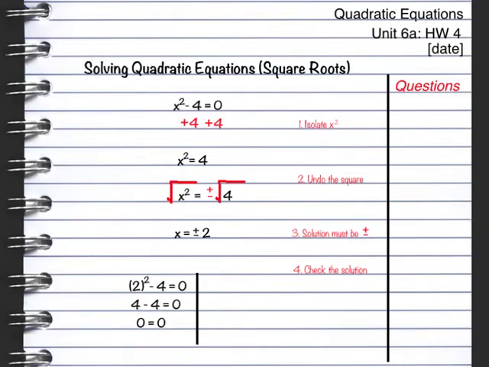And I get 0 equals 0, which does prove true. Let's try the negative 2, making sure I use parentheses again when I plug in. And it simplifies to 0 equals 0, proving true. So my solution is x equals plus 2 and negative 2. Take a moment to pause and copy before continuing on.